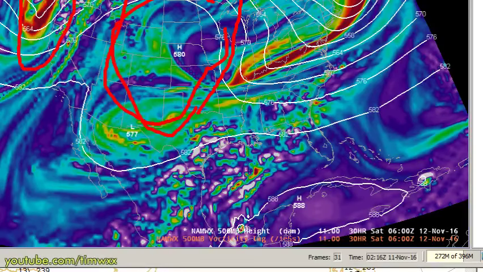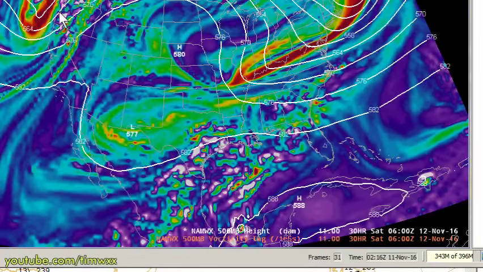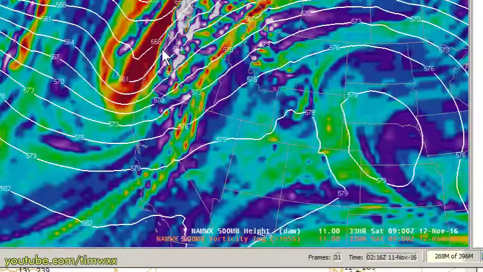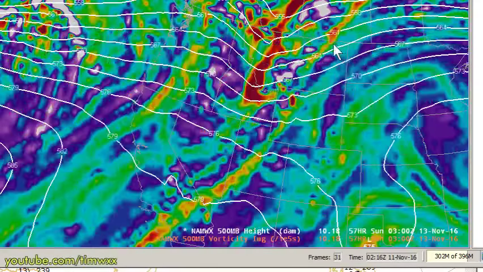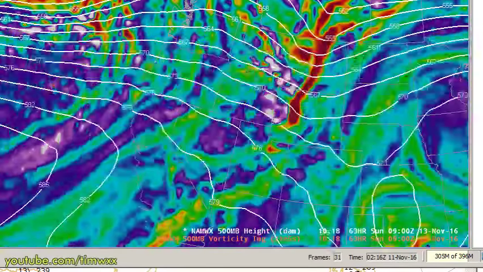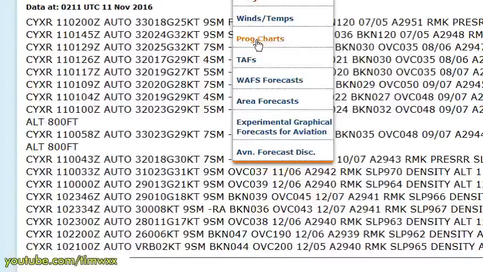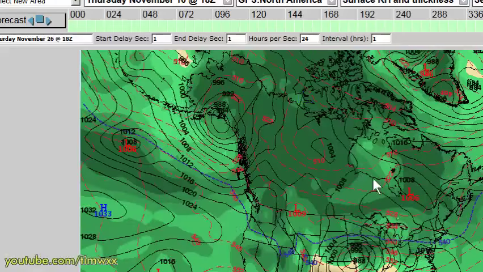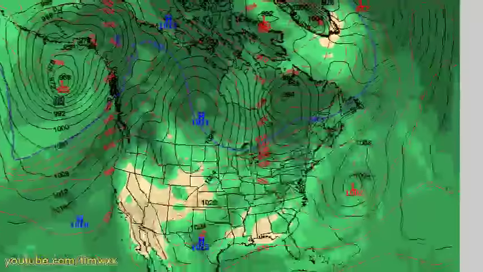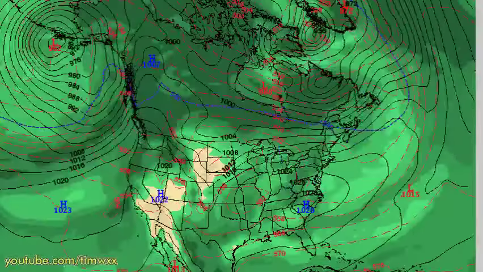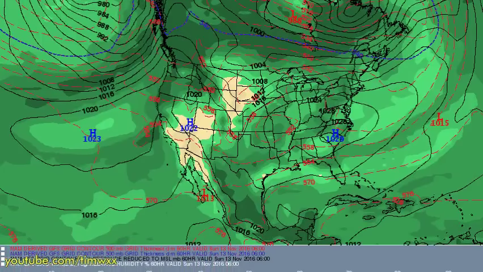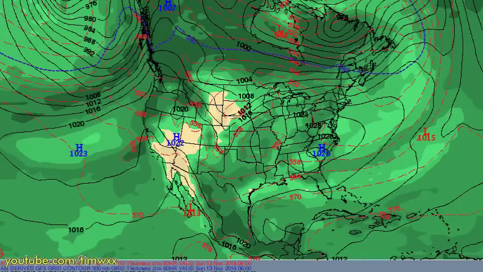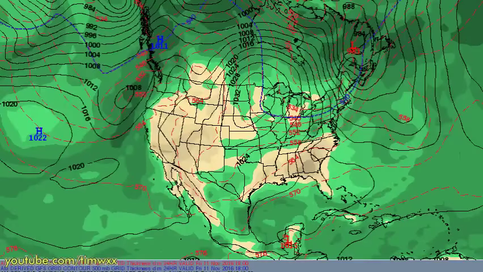And here comes the next trough onshore into the western U.S. here. So that's going to be our next big change here over the next few days. So we'll drop down to the GFS chart and take a look at that. Let me get this all lined up. Okay, starting out.